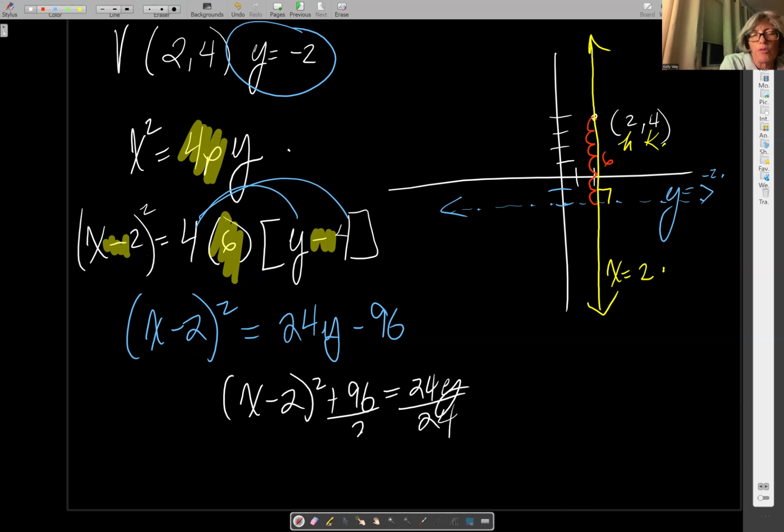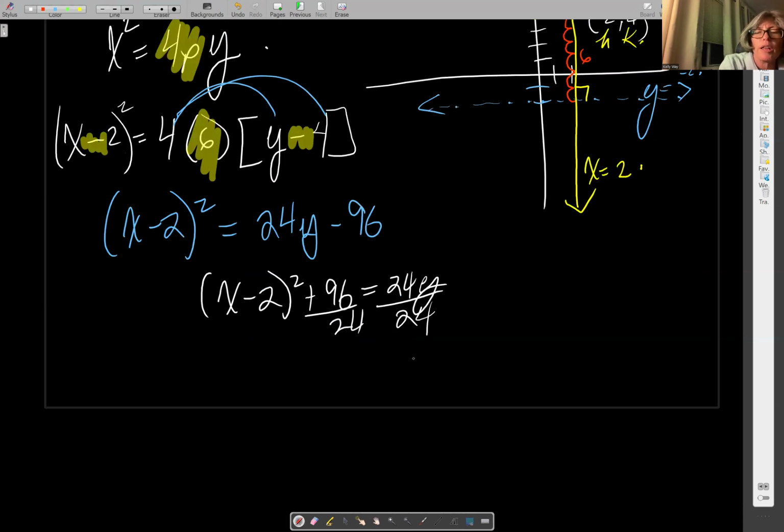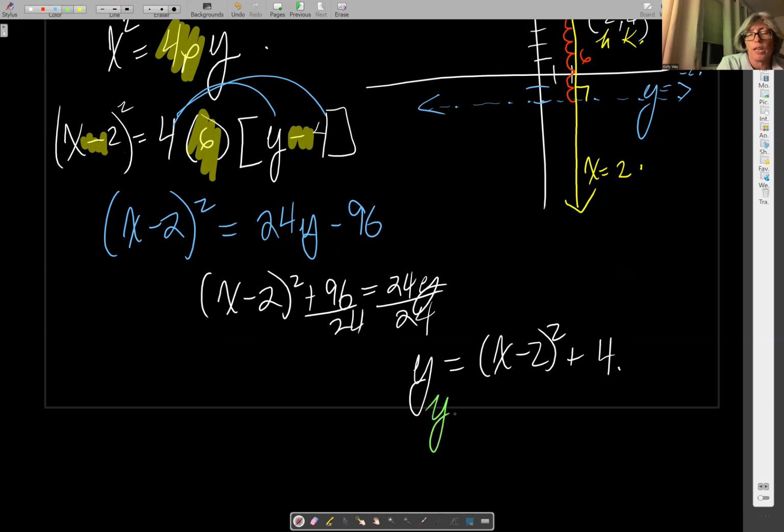Divide by 24, divide by 24. We don't do it to the other one because it's already squared. And we have y equals (x minus 2) squared over 24 plus 4. That explains why the x is opposite, but the y is not. Of course, that's y equals (x minus h) squared plus k.